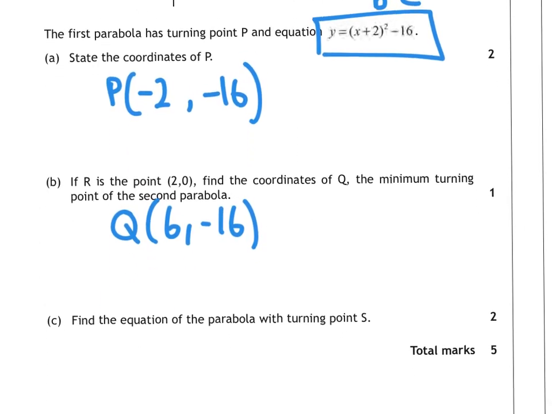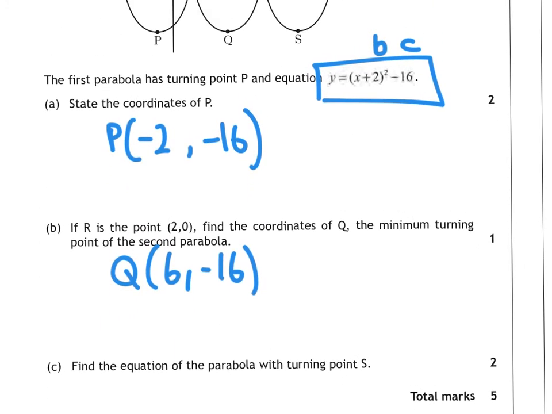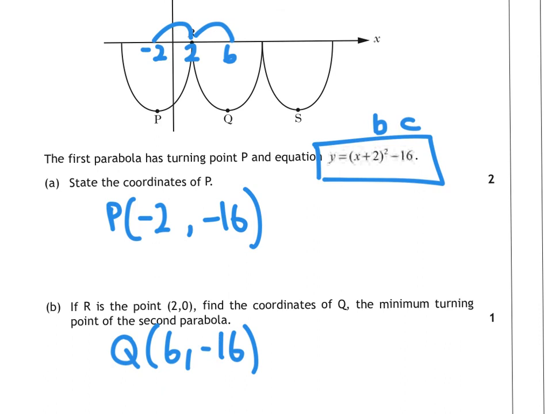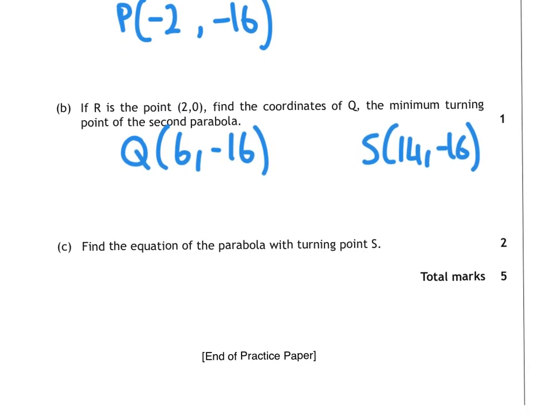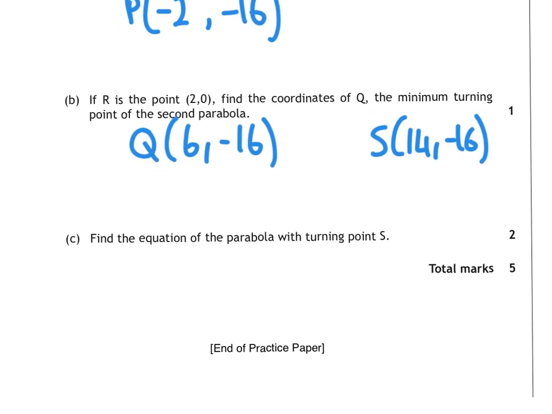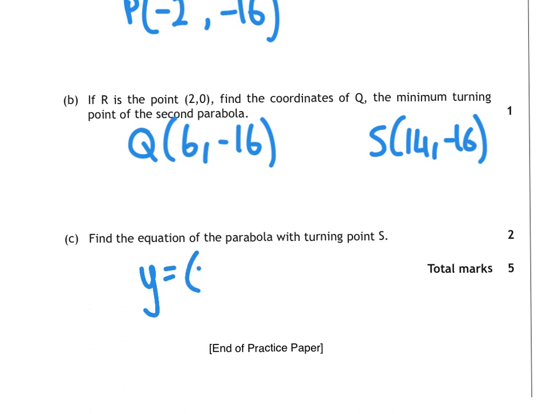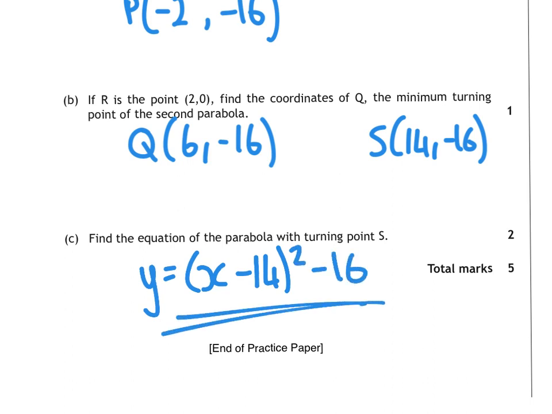The next part of the question wants us to find the equation of the parabola with turning point S. So I'm going to do the same to get the coordinate for S. So I'm going to keep going with the pattern. Keep jumping on 4, so that would be 10, that would be 14. So S as a coordinate is 14, -16. So the equation for S is y equals x. It goes to positive 14, so that becomes minus 14 in the bracket, and then down 16 on the end. That is the equation for S. And that is the end of that paper.